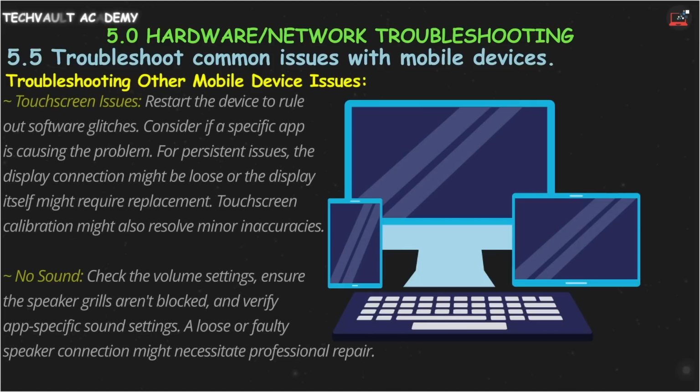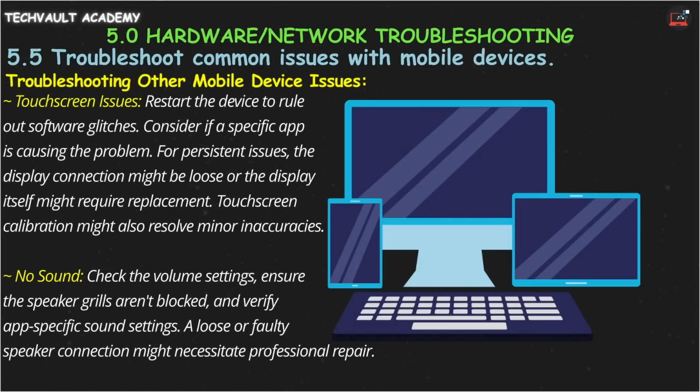Touchscreen issues. Restart the device to rule out software glitches. Consider if a specific app is causing the problem. For persistent issues, the display connection might be loose or the display itself might require replacement. Touchscreen calibration might also resolve minor inaccuracies. No sound. Check the volume settings, ensure the speaker grills aren't blocked, and verify app-specific sound settings. A loose or faulty speaker connection might necessitate professional repair.